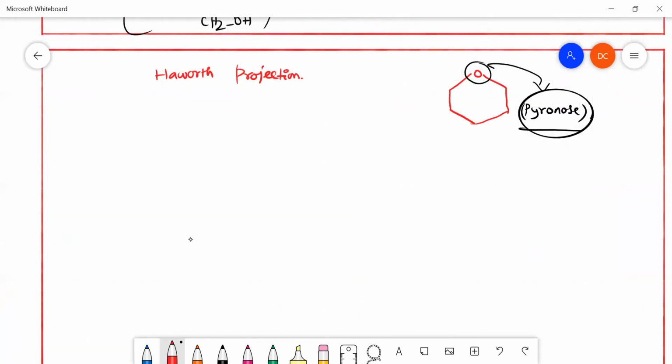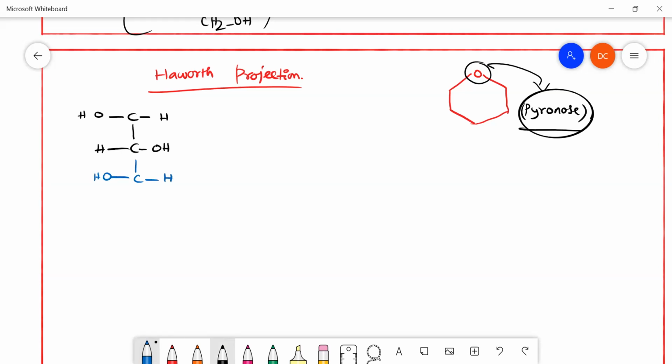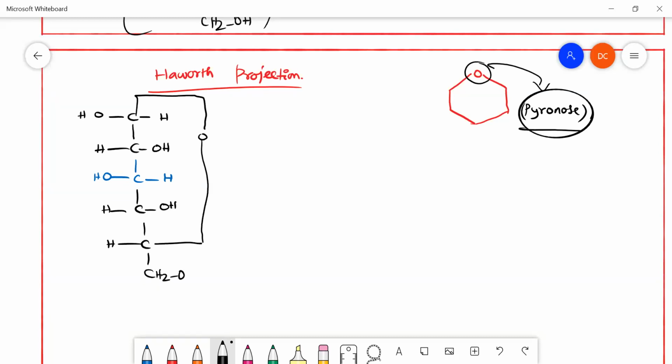The Haworth projection. How to write a Haworth projection from this Fischer projection? For example, I can write CHO here, then H, OH. In the third carbon we know that C, here H, here OH, and in the fourth carbon as usual OH, H. From the fifth carbon the ring will be attached, and here the oxygen is there, that will be connected to the first carbon. And here one hydrogen is there, and here a CH2OH group is there.